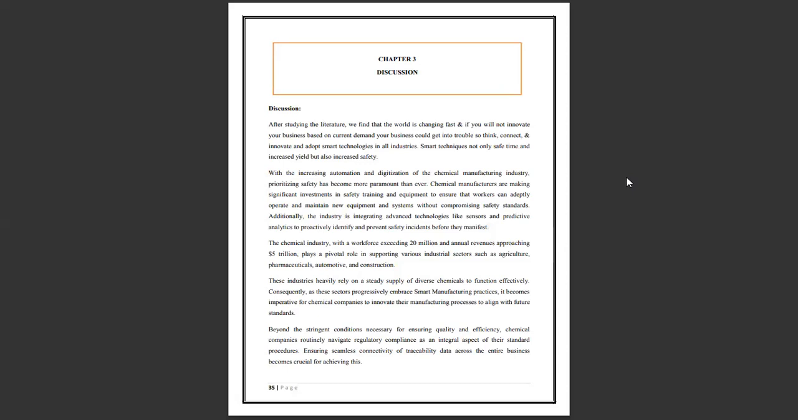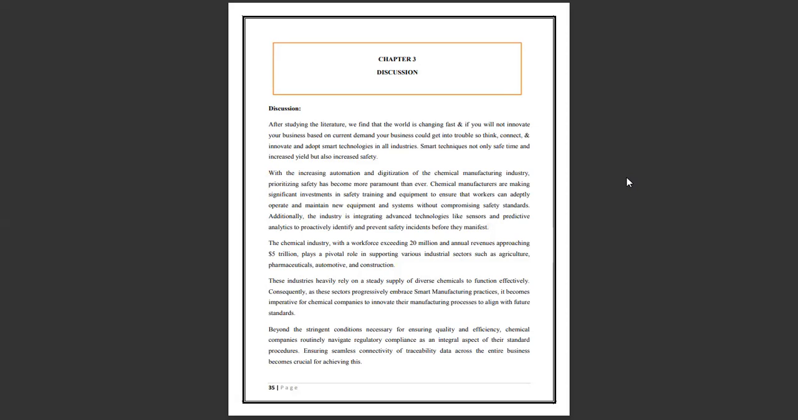After studying the literature, we find that the world is changing fast, and if you do not innovate your business based on current demand, your business could get into trouble. So think, connect, and innovate and adopt smart technologies in all industries. Smart techniques not only save time and increase yield, but also increase safety.